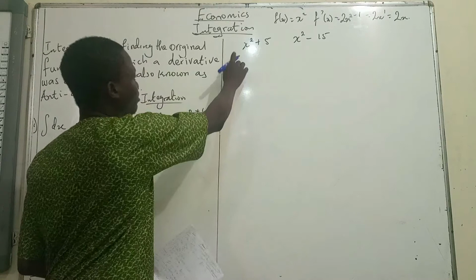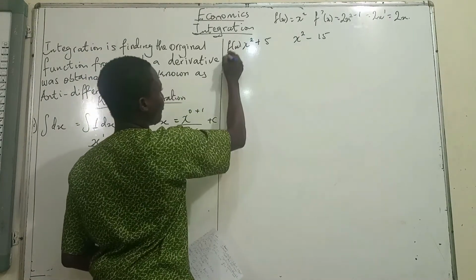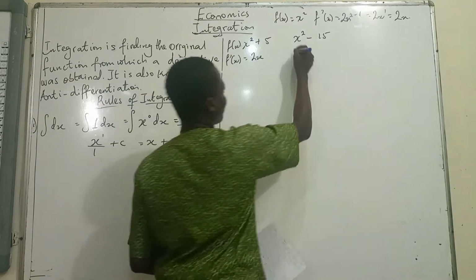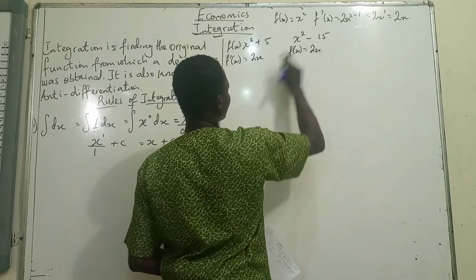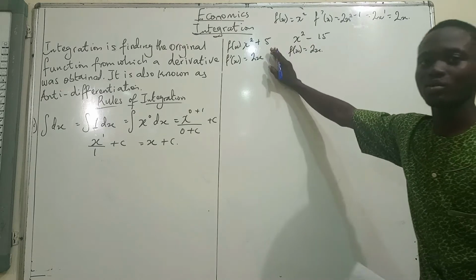Okay, by the time we find, this is f of x, right? This is f of x, and that one as well. By the time we find the first derivative here, we have 2x, right? And by the time we find the first derivative here as well, we also have 2x. Now, trying to integrate this, we won't be able to know what the constant was initially.